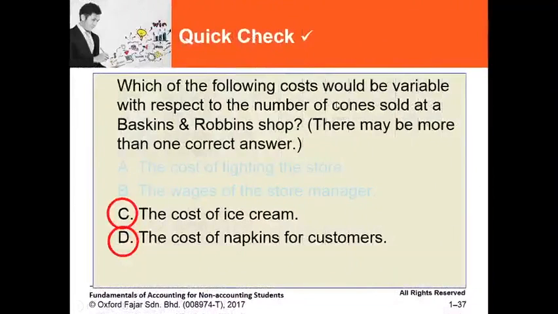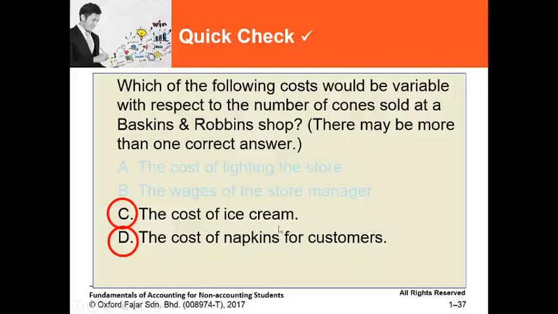Which of the following costs would be variable with respect to the number of cones sold at a Baskin Robbins shop? It means which are the variable costs? The cost of lighting the store will highly likely remain the same because they have operating hours, let's say they open 10 a.m. until 10 p.m. No matter how many cones of ice cream they sell, the cost of the lighting will remain the same. The wages of the store manager as well: no matter how many cones are sold, the store manager will have the same salary per month.